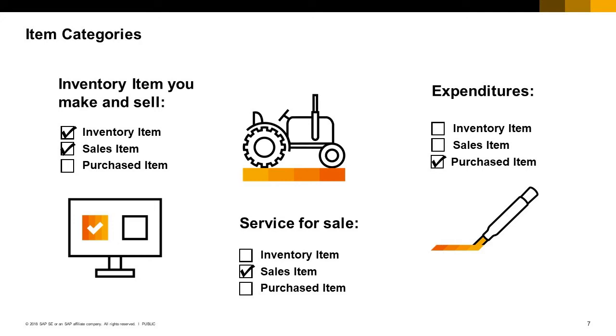Perhaps you have an item that you never purchase, instead you manufacture the item in-house and then sell it. This item would be marked for inventory and sales. A second example would be a service that you sell. In this case, the item would be marked only for sales, and not for purchasing or inventory. A third example could be expenditures, like office supplies, that you purchase for use in your business. You might choose not to receive these into inventory because they are used directly after purchase. This item then would be a purchased item but not an inventory item.